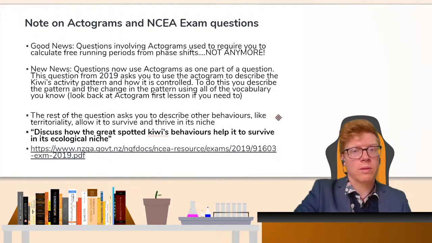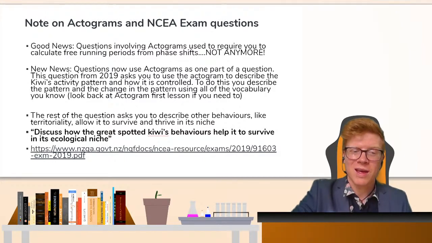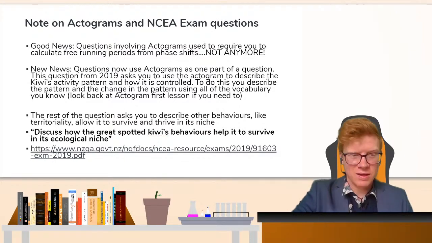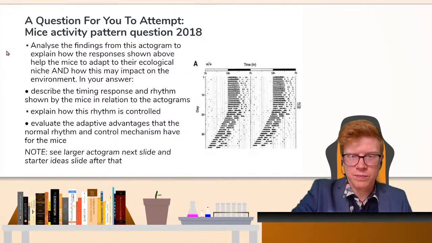There's an example of another question for you. It's a question from 2018. And there are some bullet points about the types of things you want to include in your answer. Again, you're seeing another really lovely actogram. You're seeing a different kind of phase shift to what you would have seen previously.